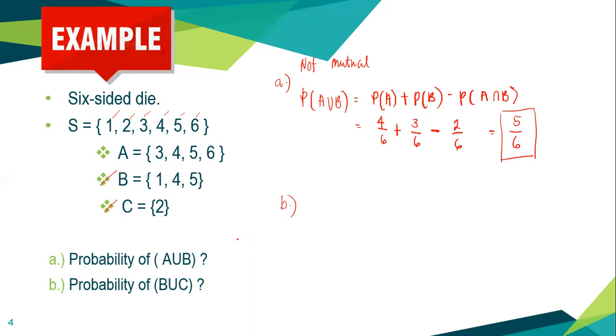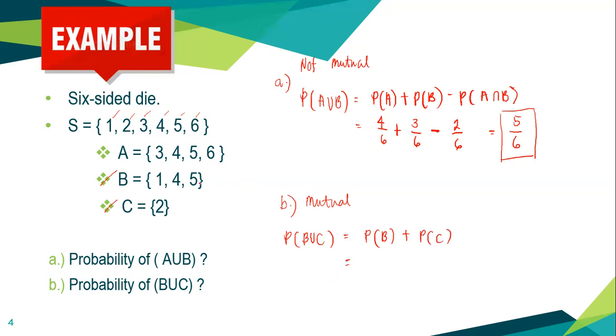First question, is that mutual or not mutual? Meron bang common outcome kay event B at event C? Kay event B, we have 1, 4, and 5. Meron bang 1, 4, 5 kay C? Wala. Tama? Kasi 2 lang yung lumabas. Therefore, B and C are mutually exclusive. So, lagay ko na lang dito is mutual. We have probability of B or C. Since mutual, gagawin lang natin probability ni B plus probability ni C. Pag-aadin lang. Tama?